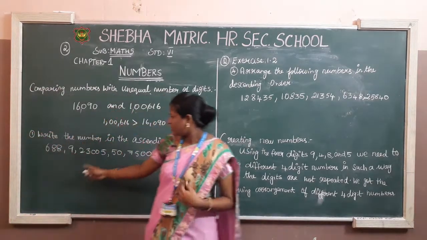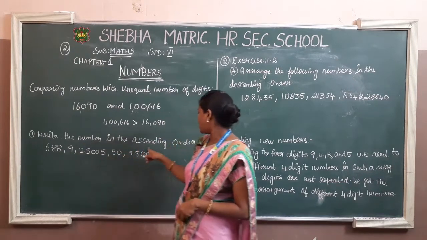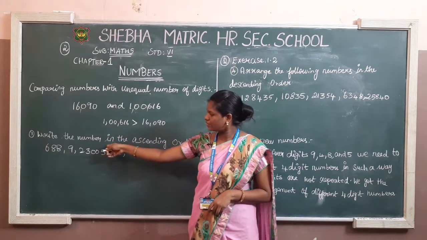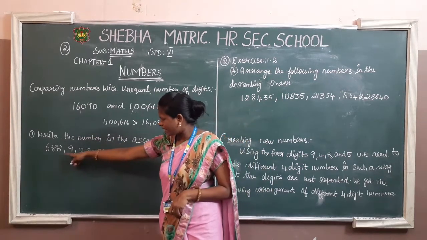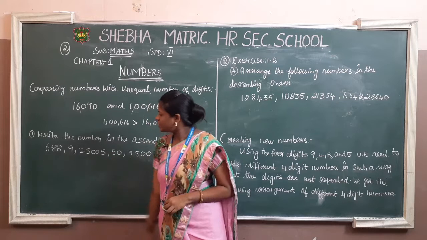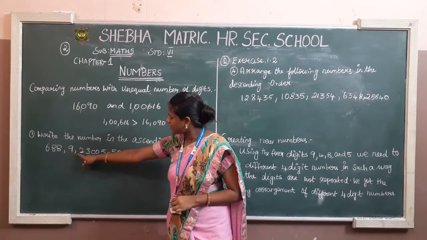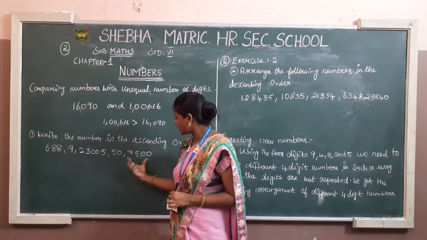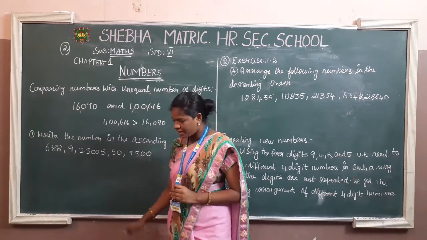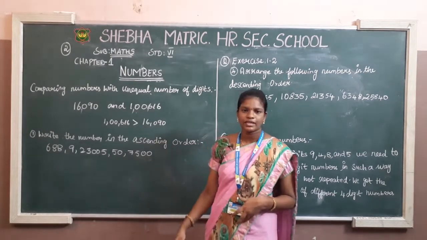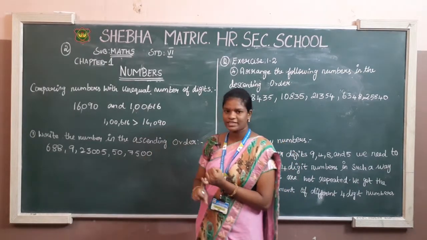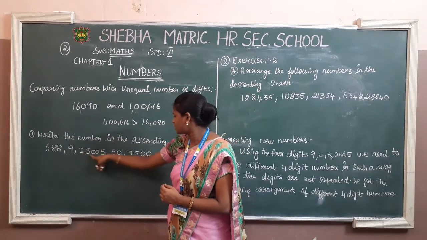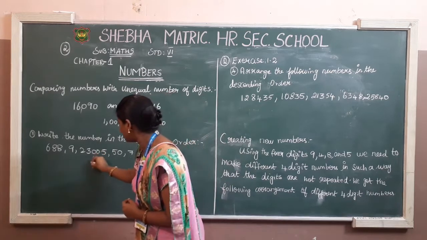Okay. Next, write the numbers in ascending order in the same way. This is on page number 13, in Try This. The numbers are 688, 9, 23,005, 50 and 7,500. First we count how many digits are there. Which number has the most digits? 1, 2, 3, 4, 5. So this is the fifth number.